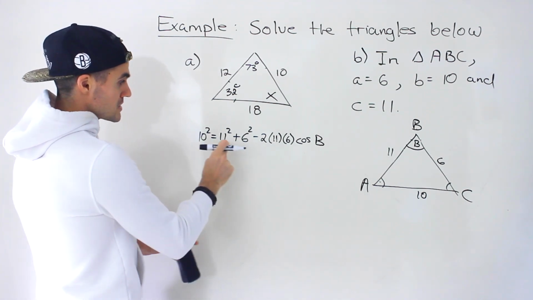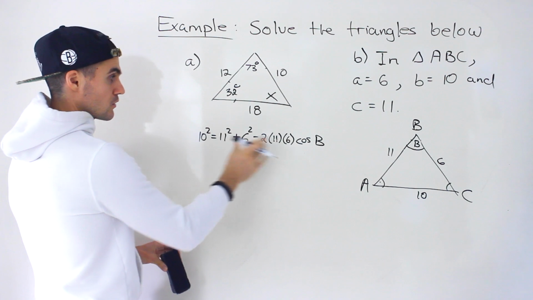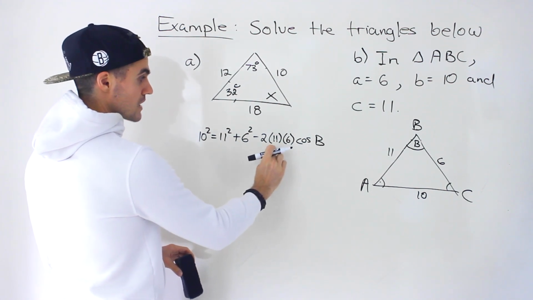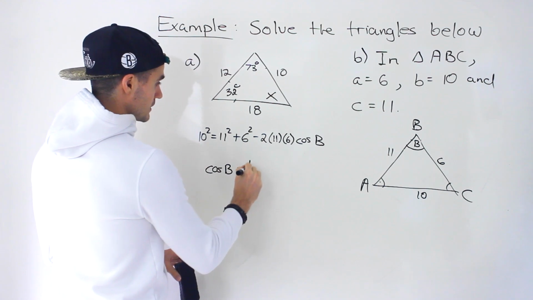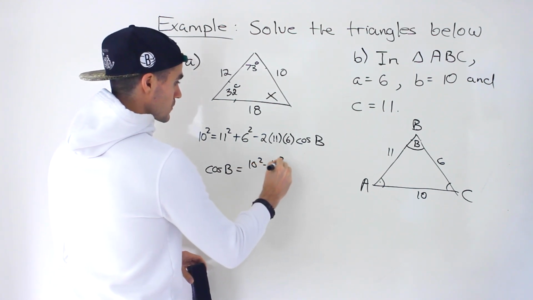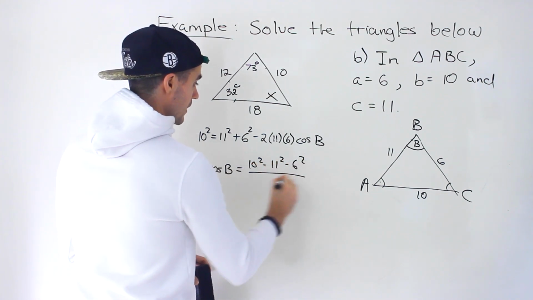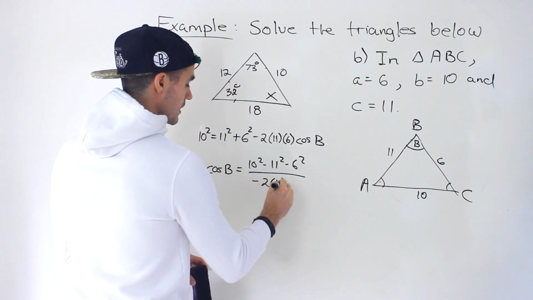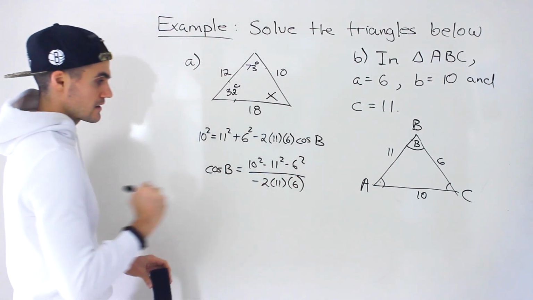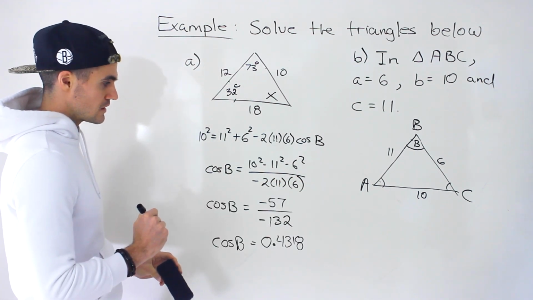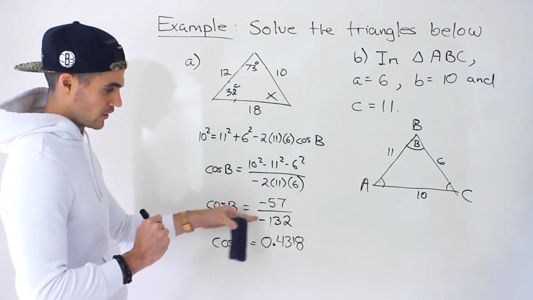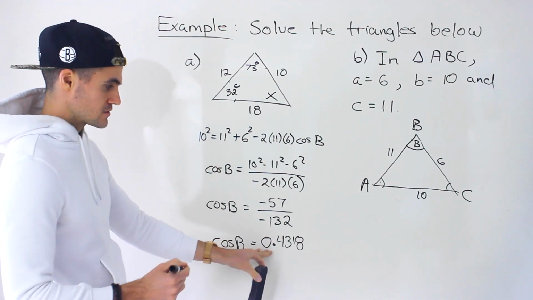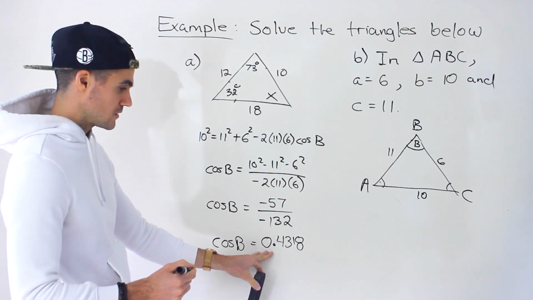And if you do the same process, bring the 11 squared over, 6 squared over, divide both sides by negative 2 times 11 times 6, what you would end up with is 10 squared minus 11 squared minus 6 squared, divided by negative 2 times 11 times 6. When you do the algebra here, you'd end up with negative 57 for the numerator, negative 132. You divide those, you get this ratio of 0.4318.